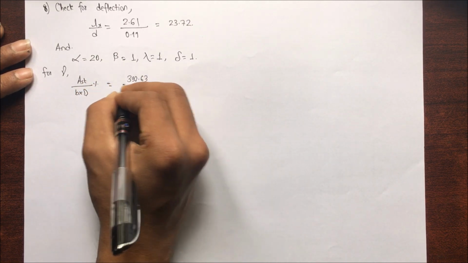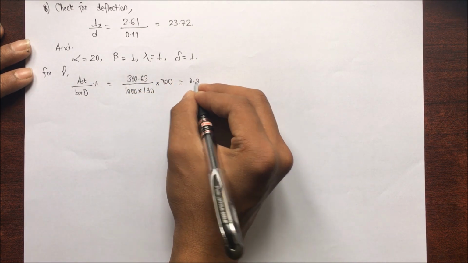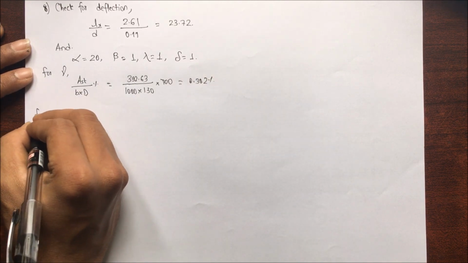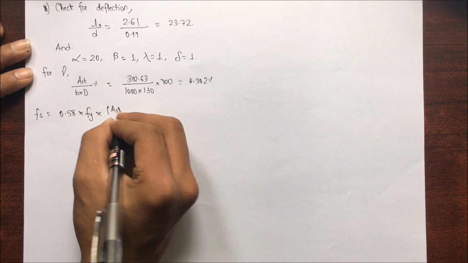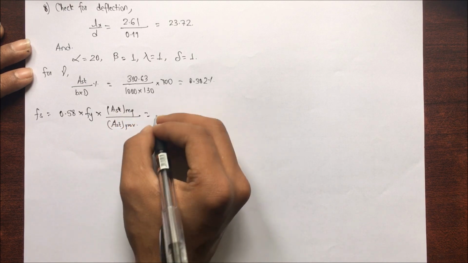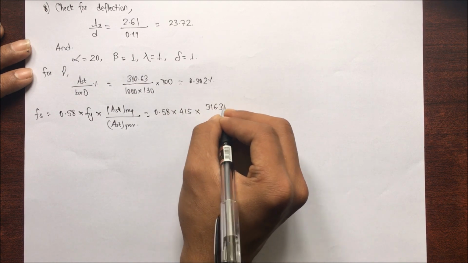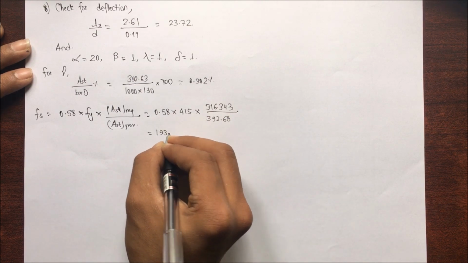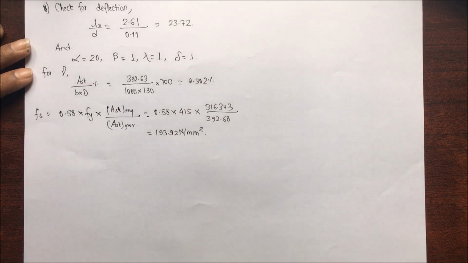392.63, B is 1000, and overall depth is 130, 100%. So this comes as 0.302%. And for FS, 0.58 into FY, this is from code. AST required by AST provided. We get this value 0.58 into 415 into 316.343 provided is 392.68. This comes as 193.92 Newton per mm square.